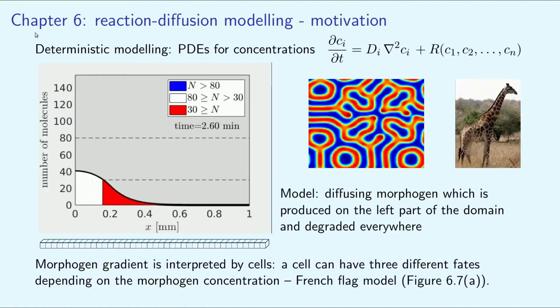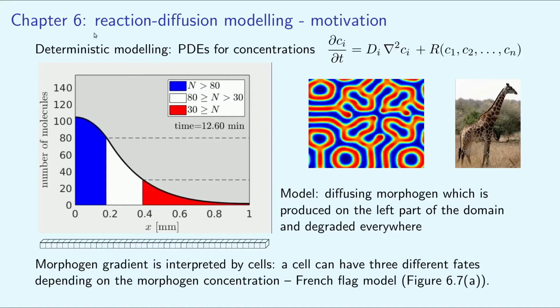Hello and welcome to lecture 16 of our course on stochastic modeling of biological processes. In this lecture, we will start our discussion of chapter 6, which is about stochastic modeling of reaction-diffusion processes.